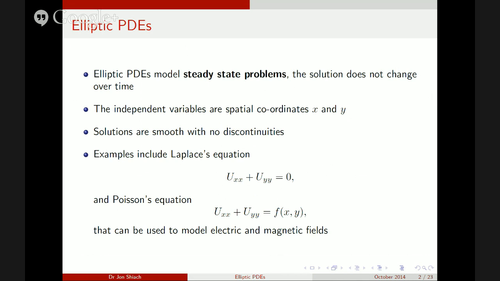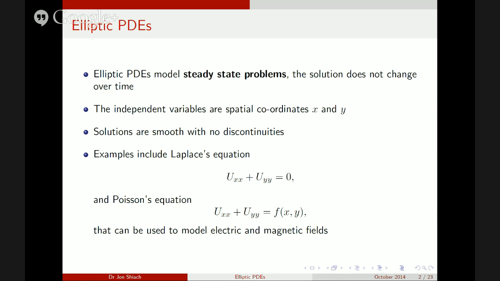Solution doesn't change over time. So therefore, time is not an independent variable of an elliptic PDE. So the independent variables of elliptic PDEs tend to be spatial coordinates. Okay, so we have some form of spatial domain, usually x and y, or could also include z, if you go that far. So we have some form of domain.